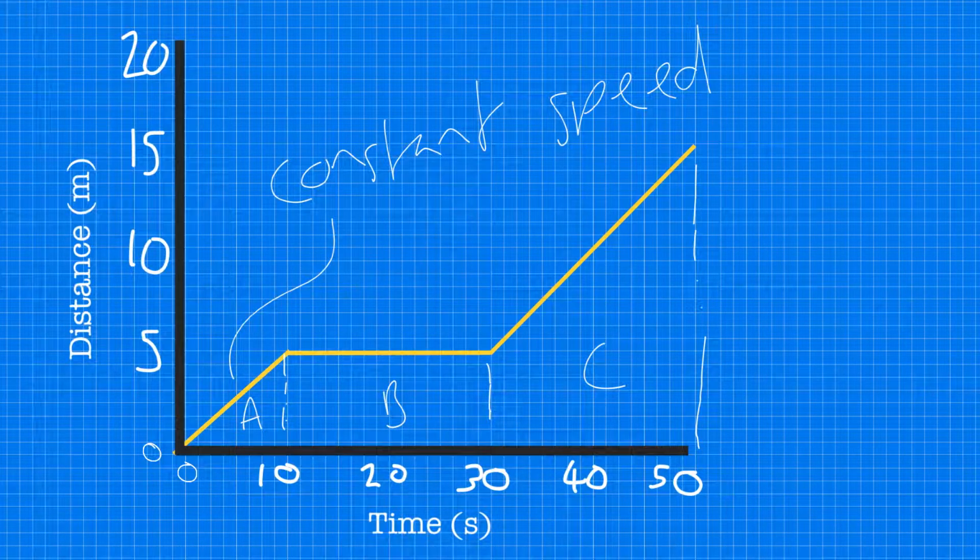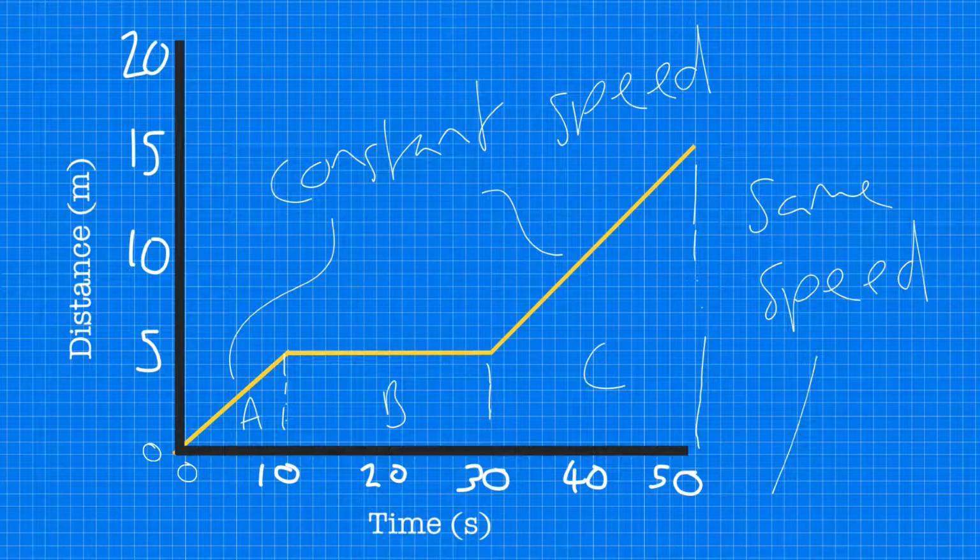There's another thing you can learn from a distance-time graph about their speed. If you look at the steepness of the slope, you can tell if they're moving faster or slower. Sections A and C have the same steepness, so they have the same speed. A steeper slope means their distance is increasing more for every second than a shallow slope. So a steeper slope means a higher speed, a more shallow slope means a lower speed.